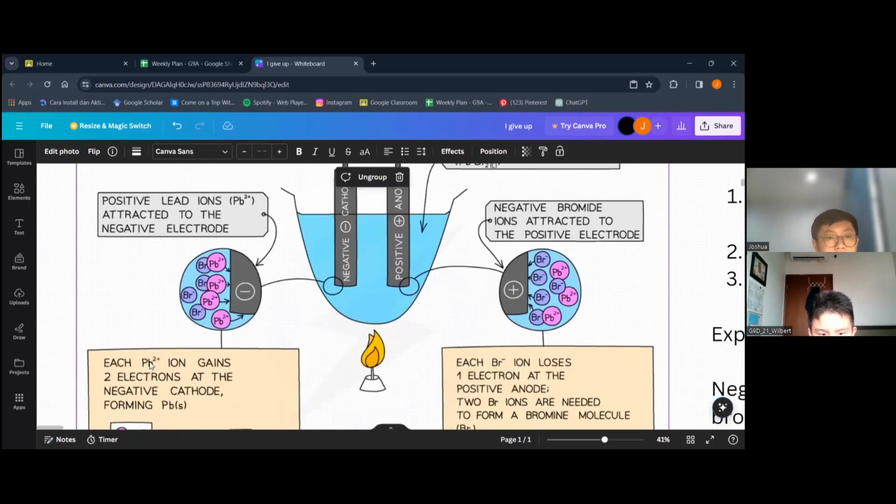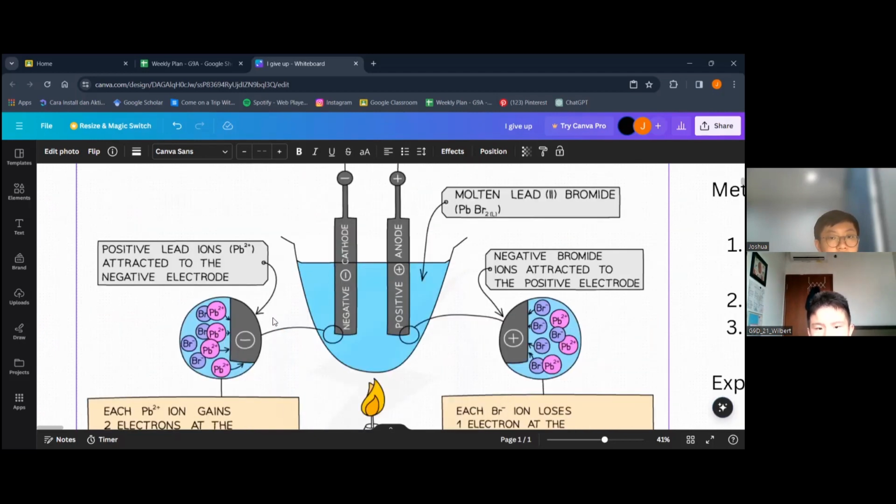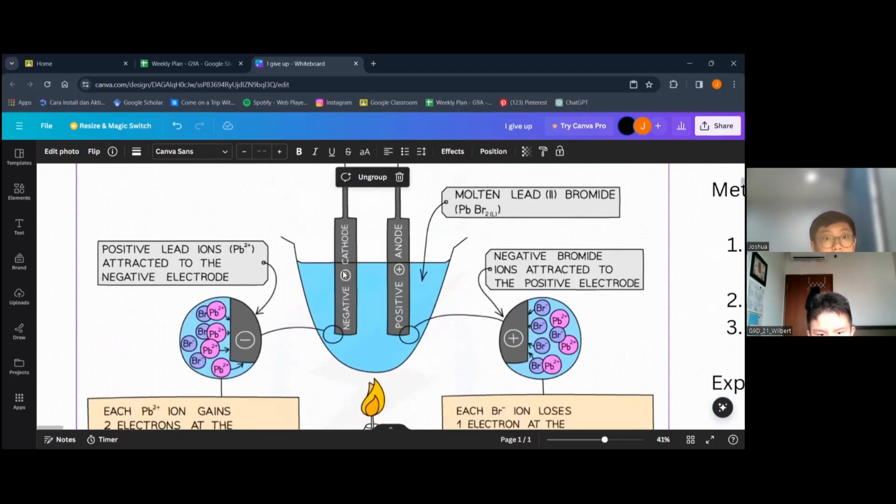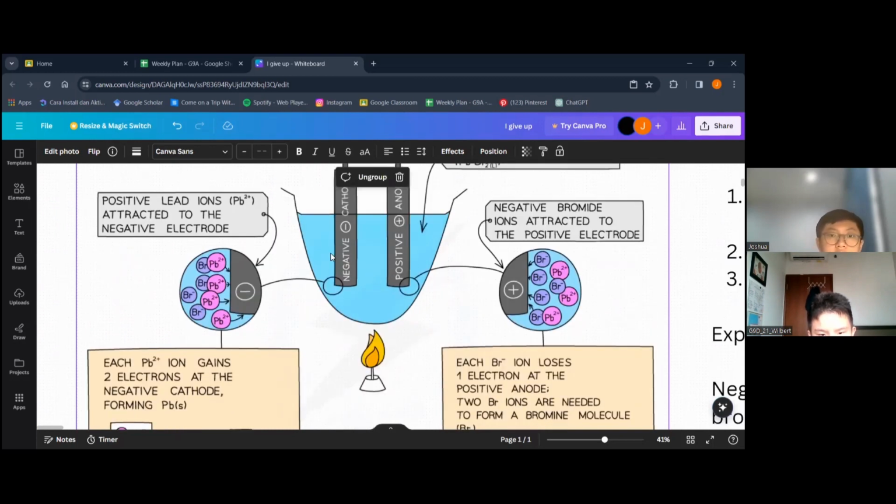So the lead ion gains 2 electrons at the negative cathode. So basically, since they're attracted here, they will get electrons from the bromide ions. So each bromide ion, as you know, lead bromide is actually already balanced. When they are attracted to the cathode and anode respectively, it's because of their charges. For example, lead is a metal, so it gives away electrons, right?